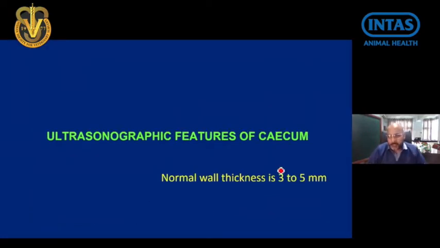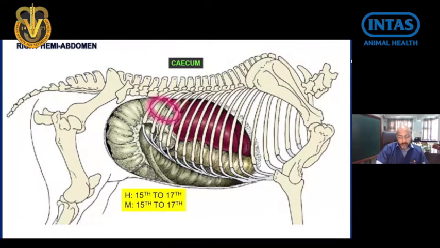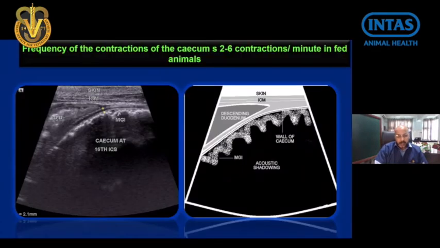When you come to the cecum, the cecum on the right hemiabdomen lies here. This is the cecum here. When you put a transducer over here, you can see this cecum, the large viscus here. Okay, this is the descending duodenum. And the cecum here, and you can mark the wall thickness here. This is the wall thickness. Okay, this is the wall of the cecum here.